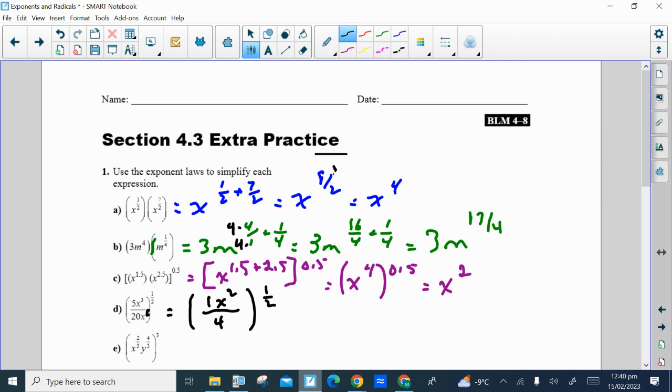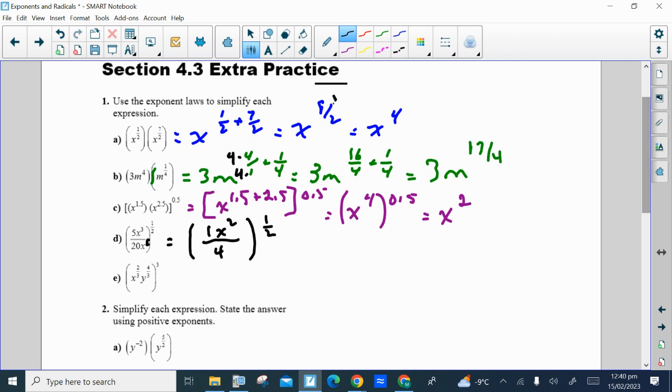Okay? And now we can raise everything inside the bracket to the power 1/2, which is outside. So when we deal with the x squared to the power 1/2, we multiply the exponents. 2 times 1/2 will just be 1, so you'll get x to the 1, which is just x. And on the bottom, you've got 4 to the power 1/2. You have to raise everything inside the bracket to the power 1/2 that's outside.